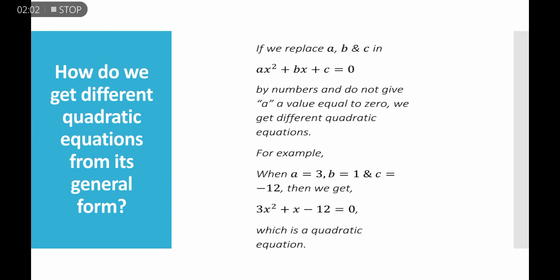How do we get different quadratic equations from its general form? If we replace a, b and c in ax squared plus bx plus c is equal to 0 by numbers and do not give a value equal to 0 to a, we get different quadratic equations. For example, when a is 3, b is 1 and c is minus 12, then we get 3x squared plus x minus 12 is equal to 0, which is a quadratic equation.